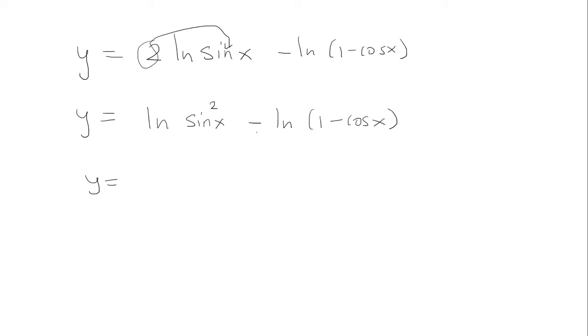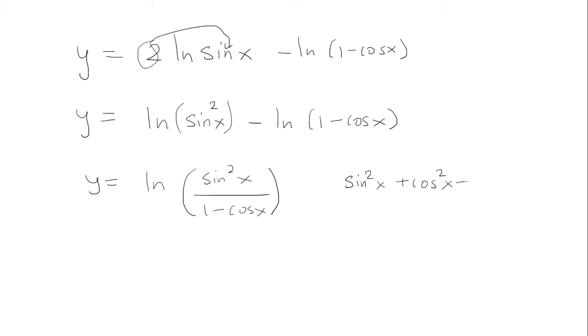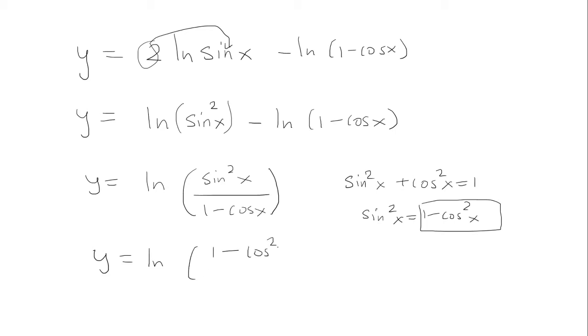Now, because we're subtracting the logs, we're going to divide whatever is inside. So it's ln of sine squared over 1 minus cosine of x. And at this point, I know that sine squared plus cosine squared is 1. So sine squared is 1 minus cosine squared. So I'm going to substitute sine squared with 1 minus cosine squared. So I'm going to have y equals ln 1 minus cosine squared over 1 minus cosine.